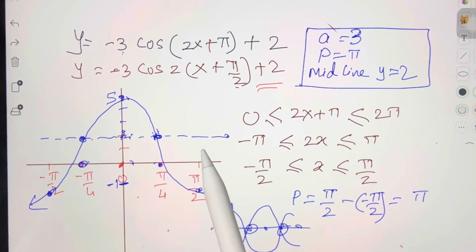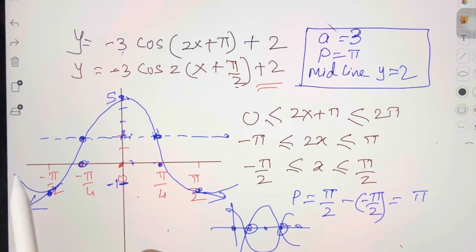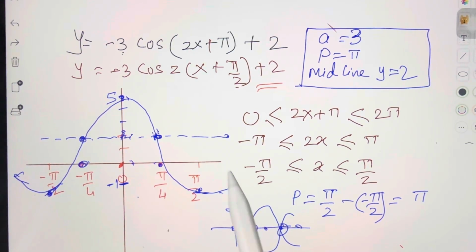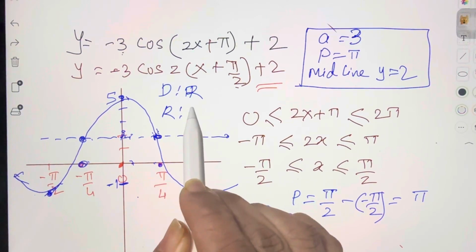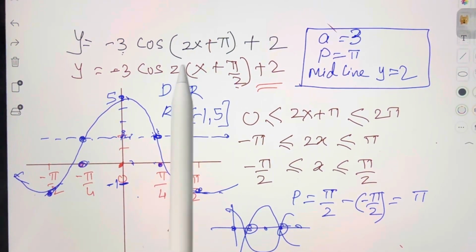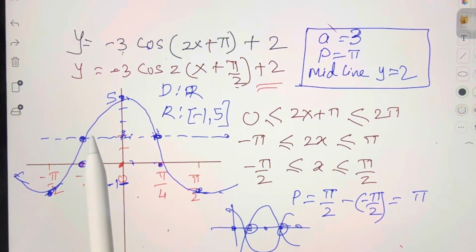Everything is covered. The domain is all real numbers. Range: it should not go below that point, it should keep going up. Okay, I made a mistake there. So my domain is all real numbers, and the range will be from -1 to 5. I hope you understand. Do the same exact question, just replace this cos with sine, and do that homework.